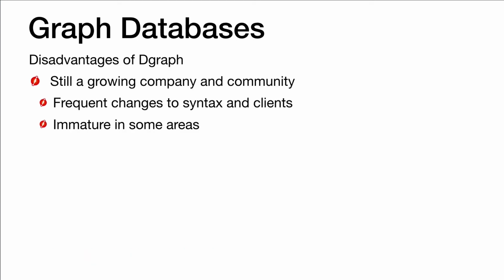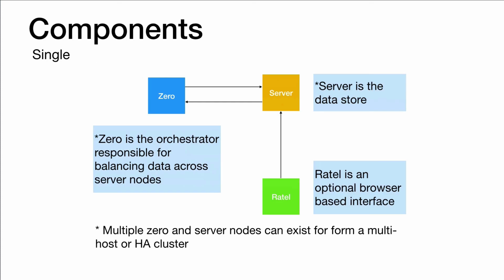So what are the disadvantages of Dgraph? It's still a growing company. They often make changes to their syntax and their client that may impact existing applications. And they're still immature in some areas. So Dgraph has three major components. Zero, which is the orchestrator. It balances the predicates across nodes. There's also some grouping involved. I urge you to look at the Dgraph documentation to find out more about that.